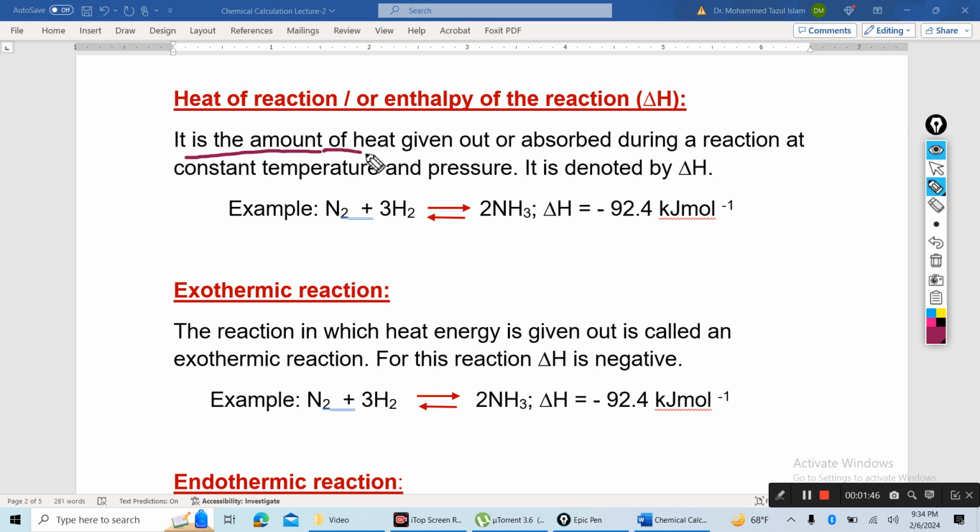It is the amount of heat given out or absorbed during a reaction at constant temperature and pressure, and it is denoted by delta H. Change in enthalpy or enthalpy change. When a reaction happens, some energy given out or some energy absorbed. That amount of energy is known as enthalpy of the reaction, and enthalpy of the reaction is denoted by delta H. This means heat of the reaction or enthalpy of the reaction.